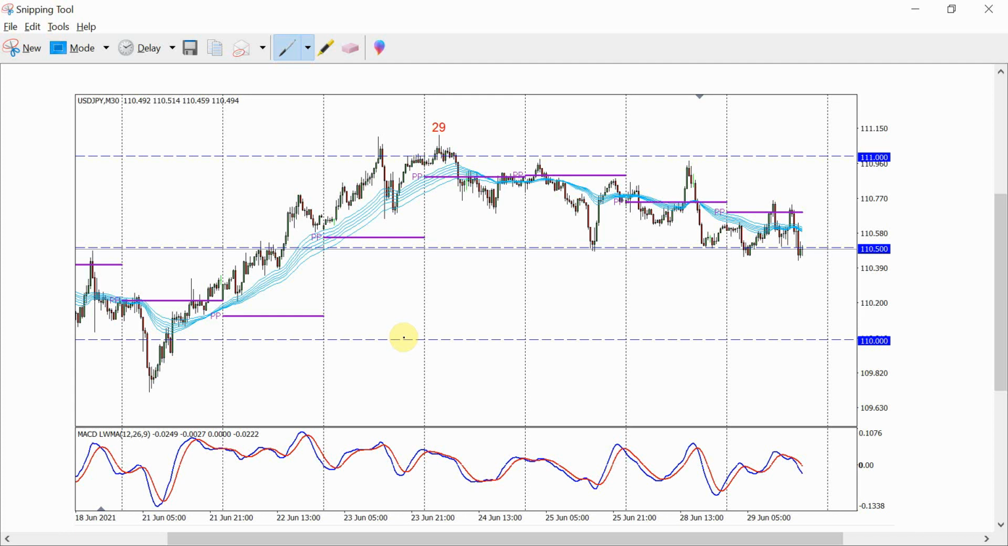The second one is the OGT round numbers indicator, and all this does is draw horizontal lines at key round number levels, either the 100 or the 500 level, as you can see by these blue dashed lines.